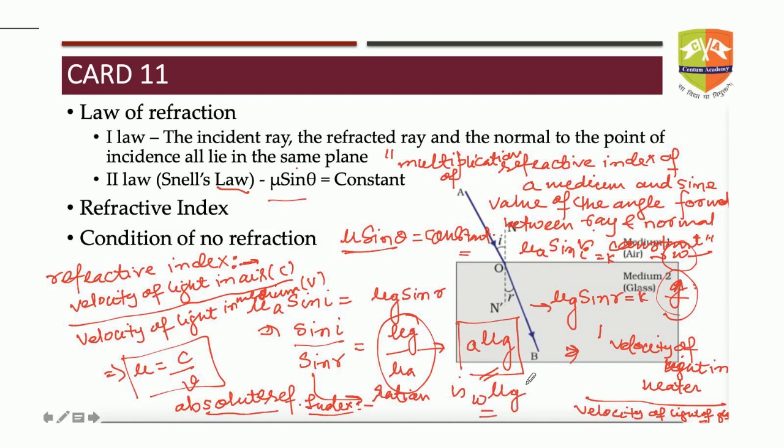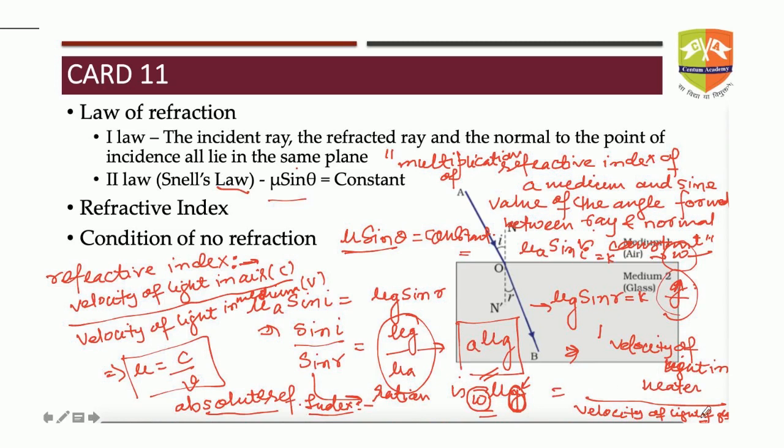Water. So for whichever one I have to find out refractive index, I write it on the right hand side, and the reference medium is written on the left hand side. So refractive index of glass with respect to water is nothing but velocity of light in the water divided by velocity of light in the glass. It can also be calculated like this.